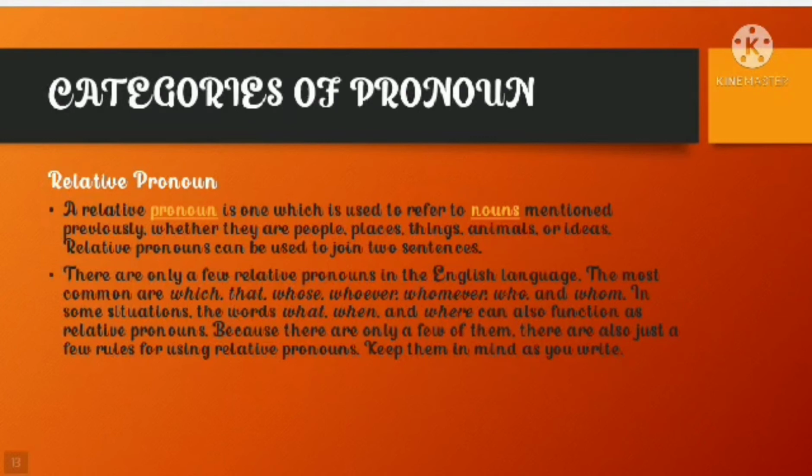In some situations, the words what, when, and where can also function as relative pronouns. Because there are only a few of them, there are also just a few rules for using relative pronouns. Keep them in mind as you write.